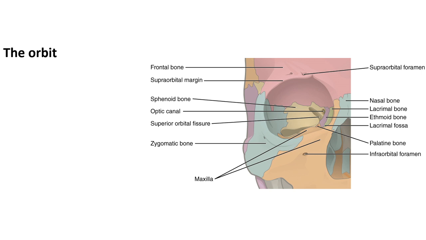The orbit is made up of 7 bones: the frontal, sphenoid, zygomatic, maxilla, palatine, ethmoid, and lacrimal bones. The optic canal is found posteriorly, and it is where the optic nerve passes through and along the optic chiasm and optic tract to reach the lateral geniculate body.